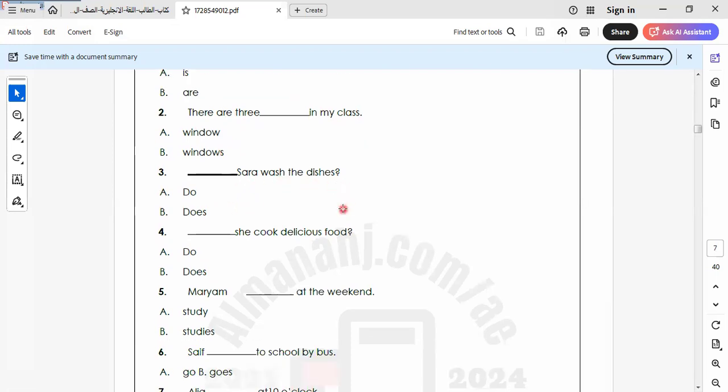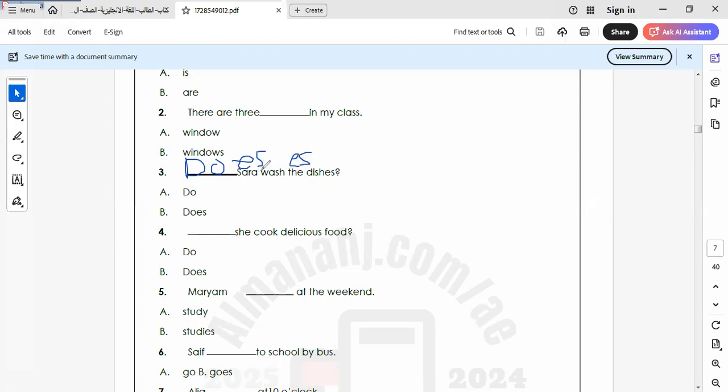Sarah wash the dishes. So Sarah here is singular, so I use do or does. Can you guess with me? We know that the helping verb does is used with what? With the singular. Is Sarah singular or plural? Sarah is singular, so I put does. Does Sarah wash the dishes?